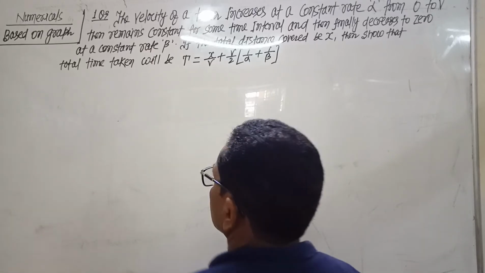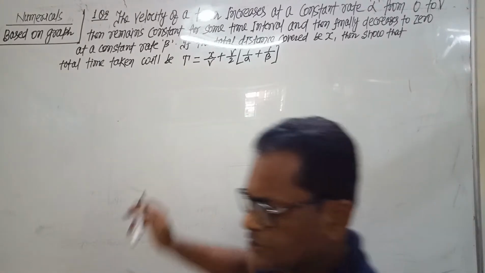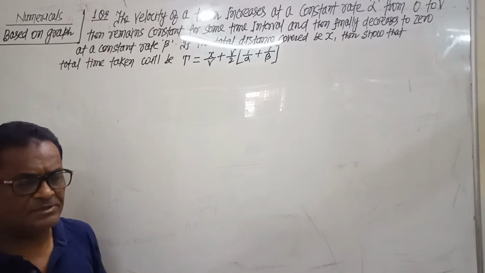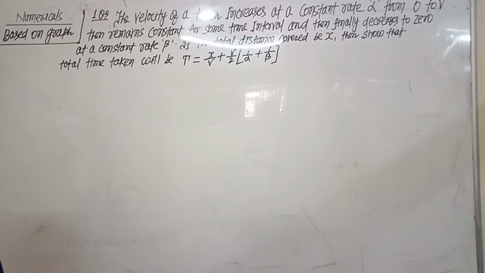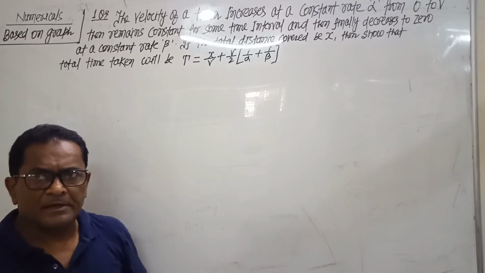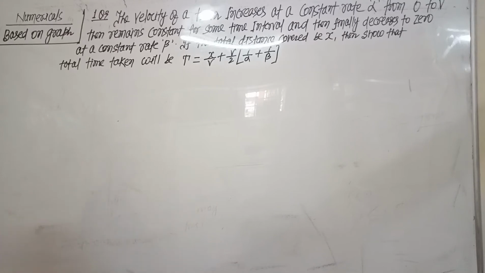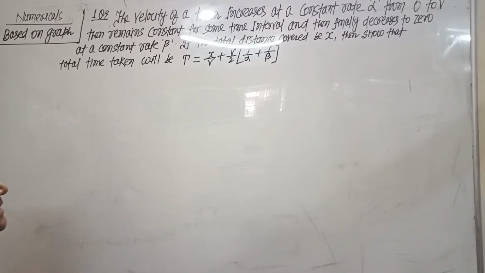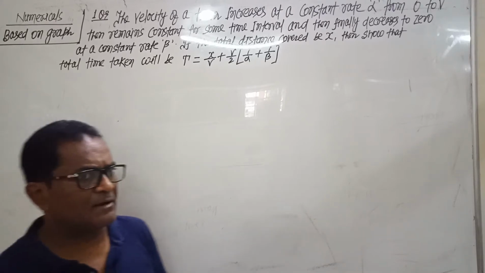Today we will discuss the numericals based on graph. The first question is: the velocity of a train increases at a constant rate alpha from 0 to v. Initial velocity is 0 and final velocity is v. Acceleration is given as alpha, then remains constant for some interval.